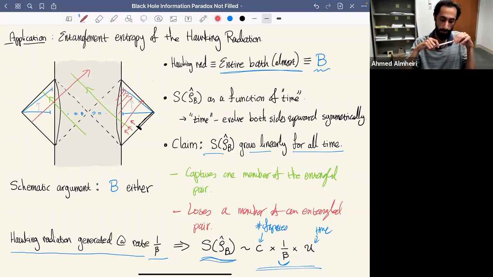We don't understand the final moments of evaporation when it's about to disappear, but you can show that it actually decreases for a very long period of time.